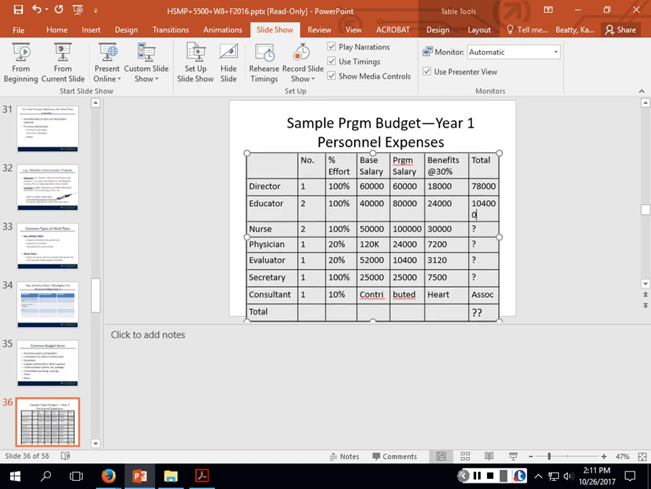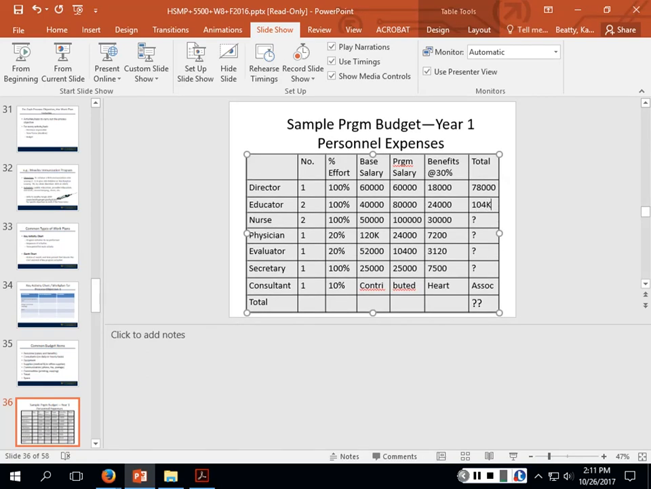104,000 for both of them, or 52,000 for each. Nurses, 130,000, or 65,000 for each. Physician, 31,200. Evaluator, 13,520. Secretary, 32,500.